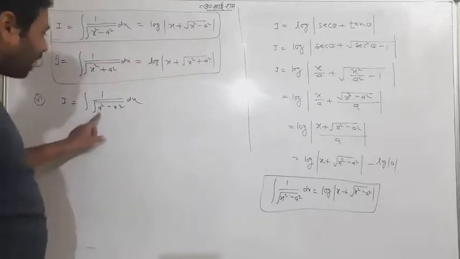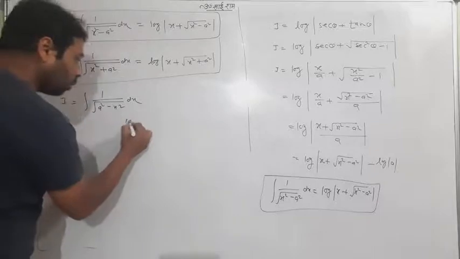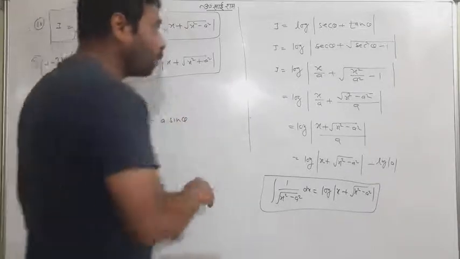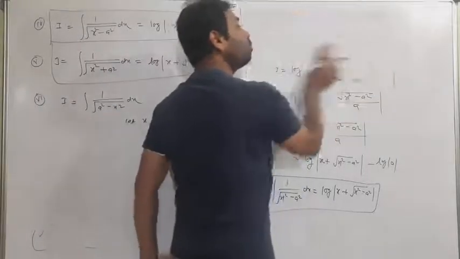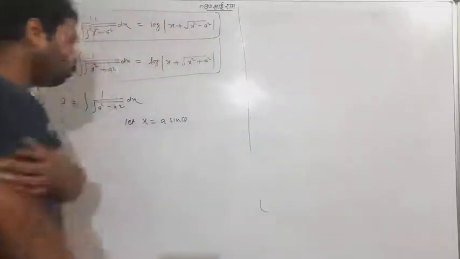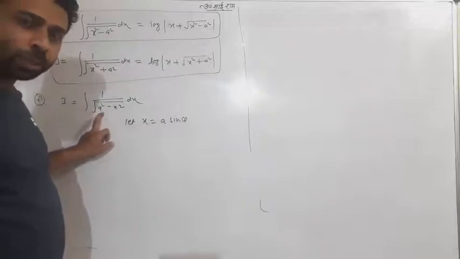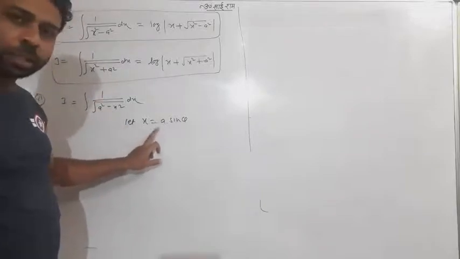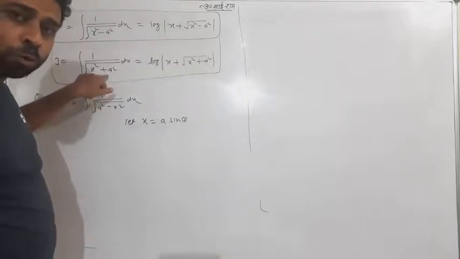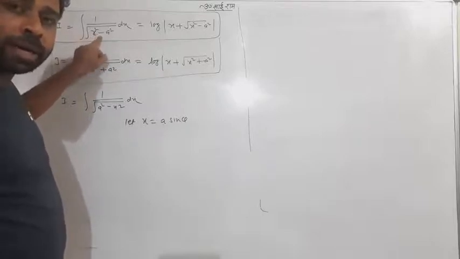You remember that whenever a square minus x square is coming under the root sign, what do you do? Put x equal to a sine theta. When you want to do some substitution under the root sign, if a square minus x square is coming, you have to go with x equal to a sine theta. When x square plus a square is coming, you have to go with x equal to a tan theta. And for x square minus a square, you replace x by a sec theta.